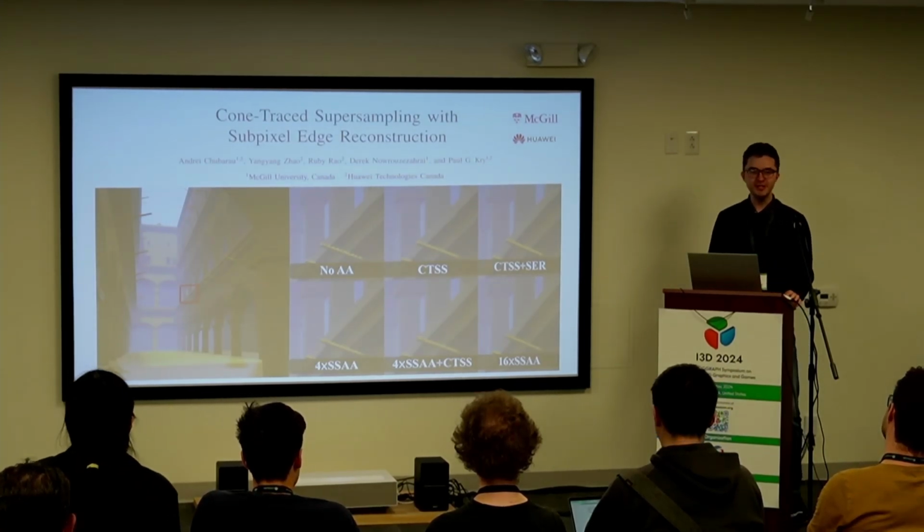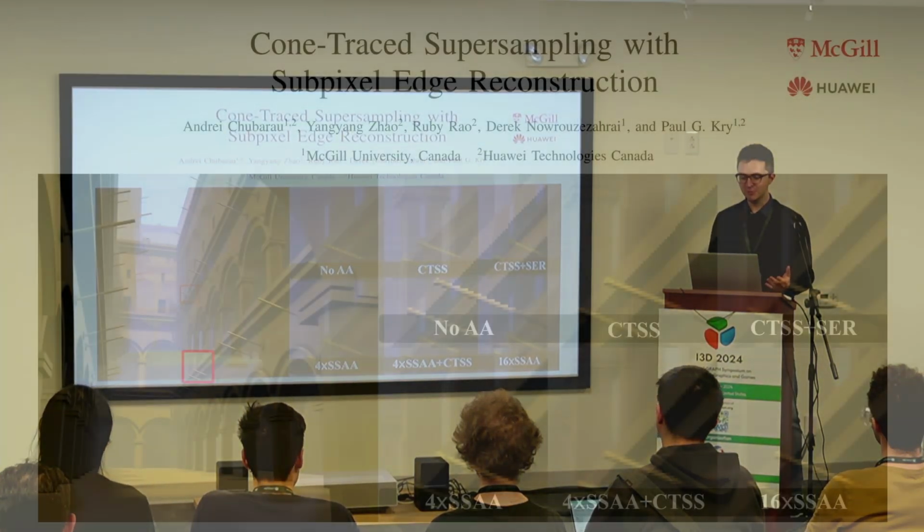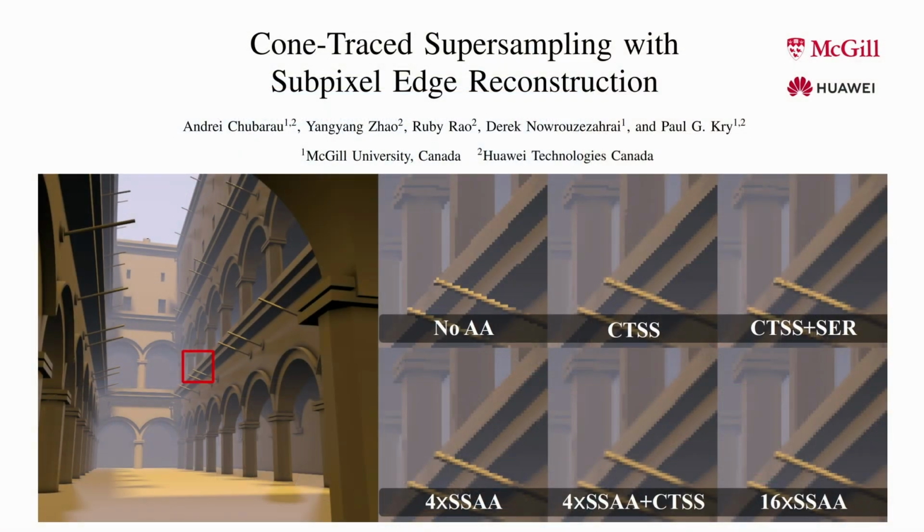Hi, my name is Andre Chabarro, and my talk is about two of our papers. The first one is titled Contrary Supersampling for Signed Distance Field Rendering, which we presented at the Graphics Interface 2023 conference. The second paper is its extended version, which we submitted to the TVCG Journal, titled Contrary Supersampling with Subpixel Edge Reconstruction. My co-authors are Yangyang Zhao and Ruby Rao from Huawei Canada, and Derek Nowrouzezahrai and Paul Kry from McGill University.